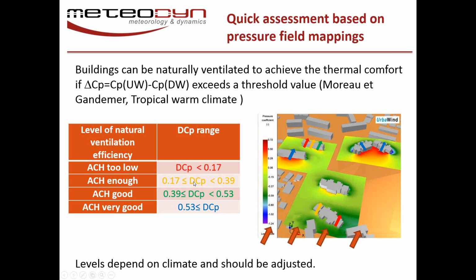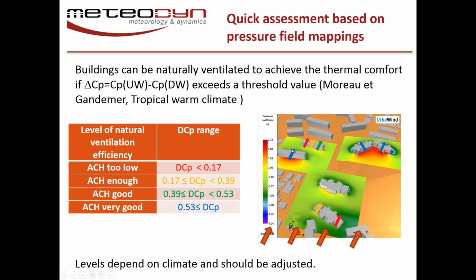Here is an example extracted from Gardner and Morrow. It is applied only for tropical warm climates. There are 4 different ranges, from delta CP below 0.17 up to delta CP above 0.53, and each range is colored here. The different colors represent different potential. The highest one is the blue one.